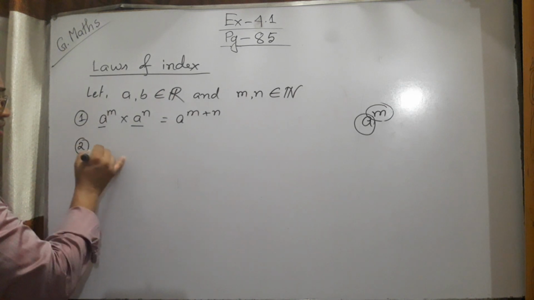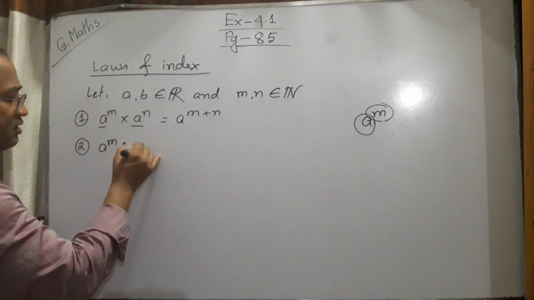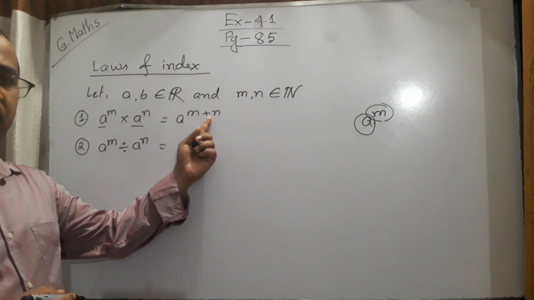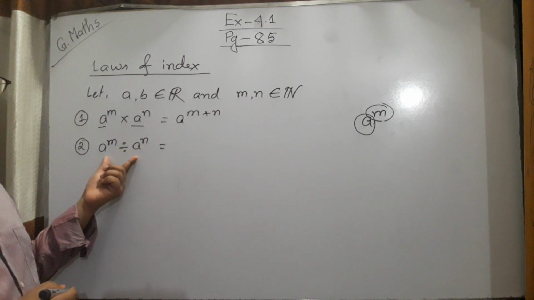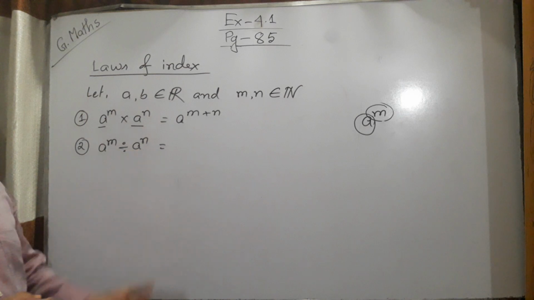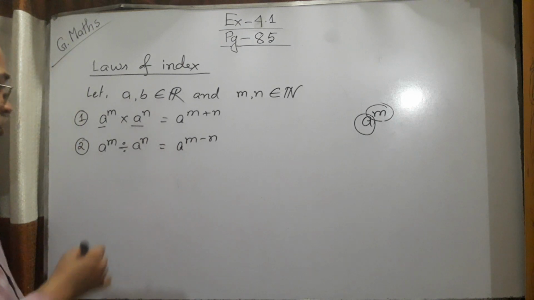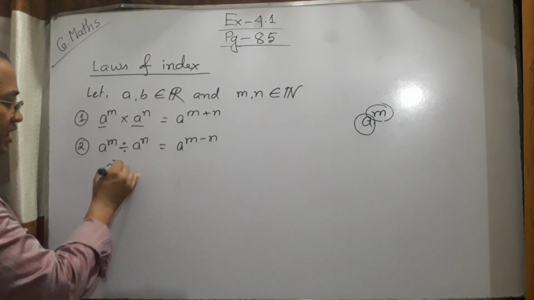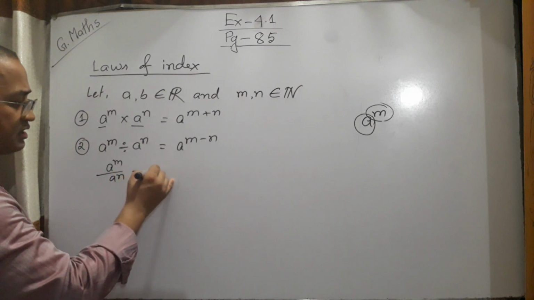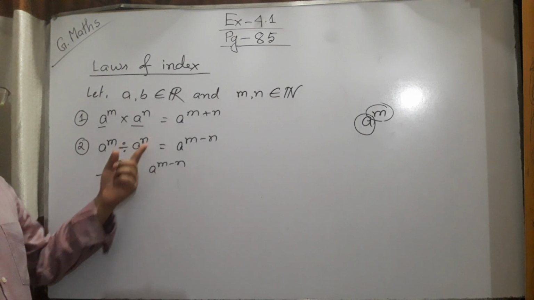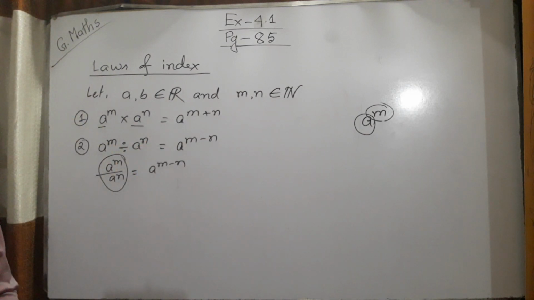Similarly, a to the power m divided by a to the power n. When we multiply, the power will be addition. When we divide two exponential expressions, the power should be subtracted. That is a to the power m minus n. We can write it as a fraction, a to the power m by a to the power n, equals a to the power m minus n. This is the second law of index.